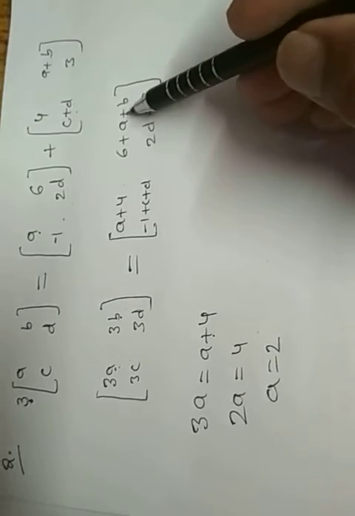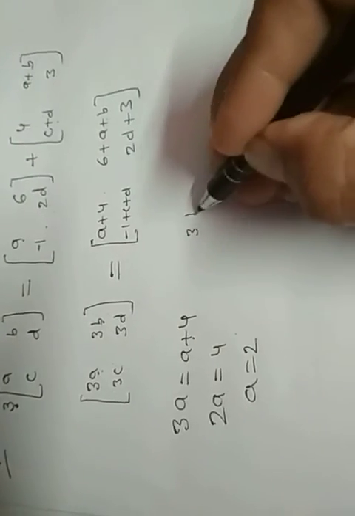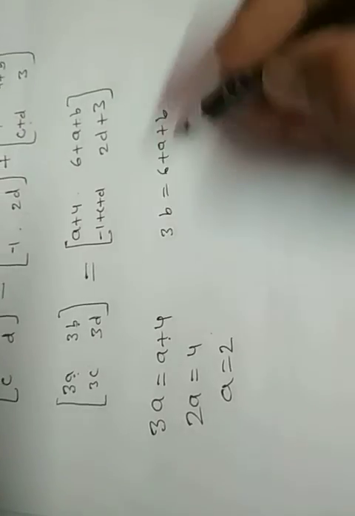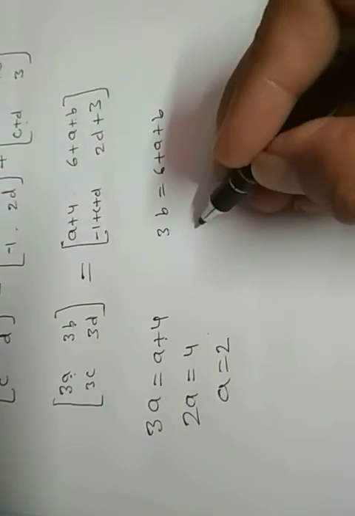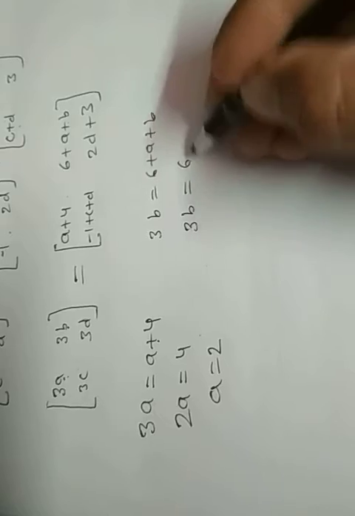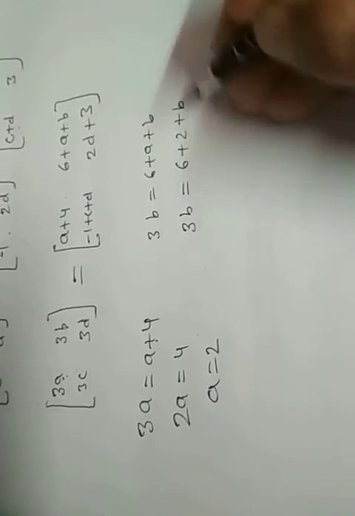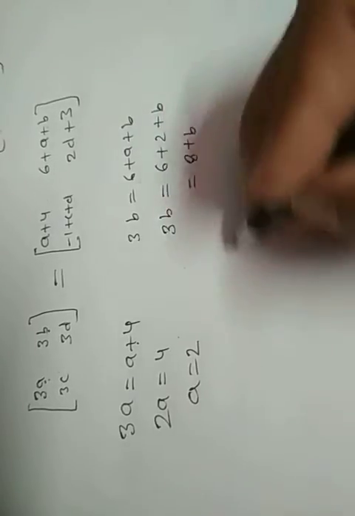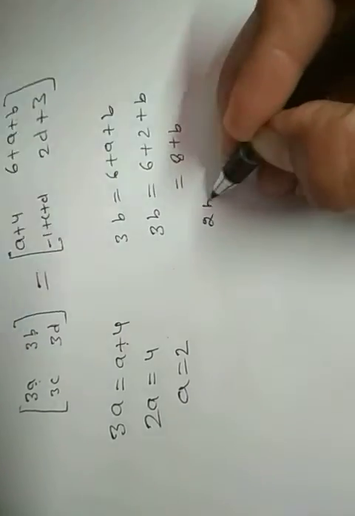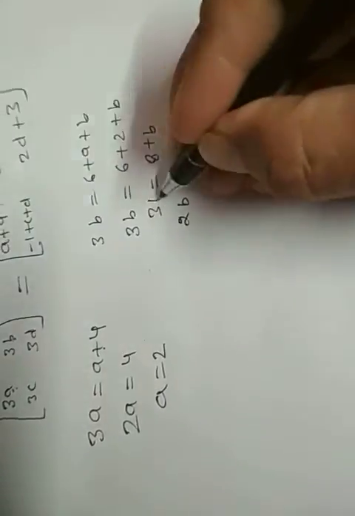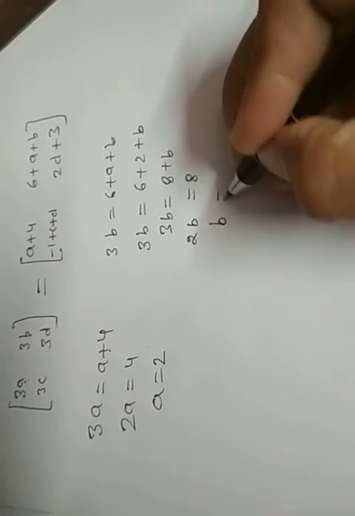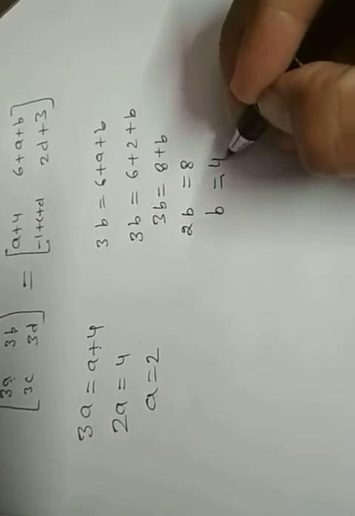3b is equal to 6 plus a plus b, and the value of a we have already got as 2. So 3b is equal to 6 plus 2 plus b, that is 8 plus b. Taking b to one side, 3b minus b is 2b. So 2b is equal to 8. Therefore b is equal to 8 upon 2, that will be 4.